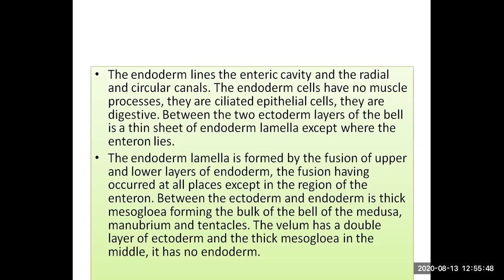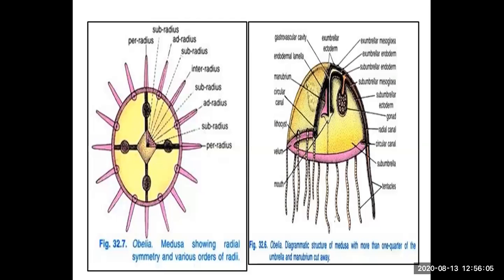Medusa, manubrium and tentacles. The velum has a double layer of ectoderm and a thick mesoglea in the middle. It has no endoderm. Medusa of Obelia: both are bulb tentacles.